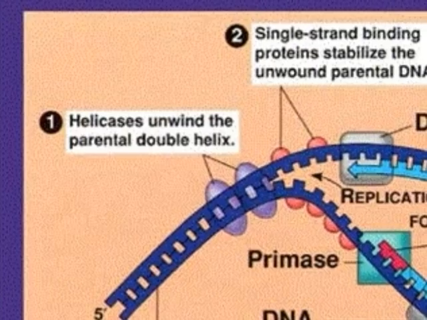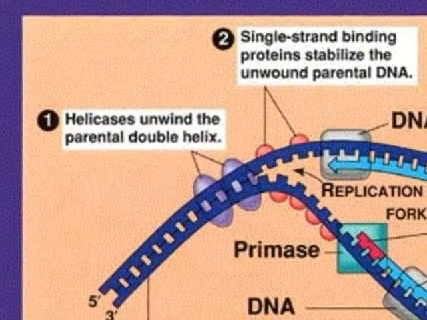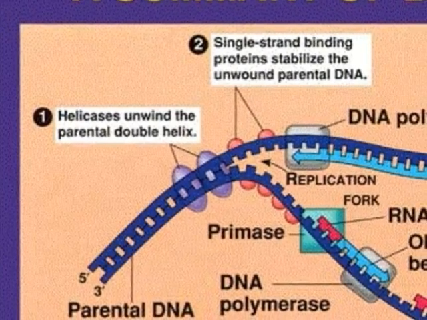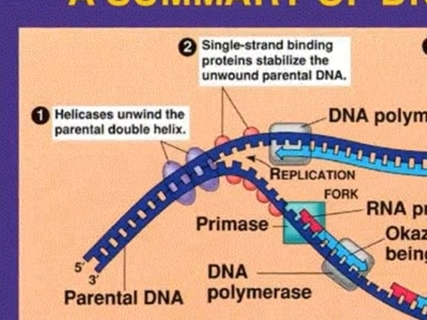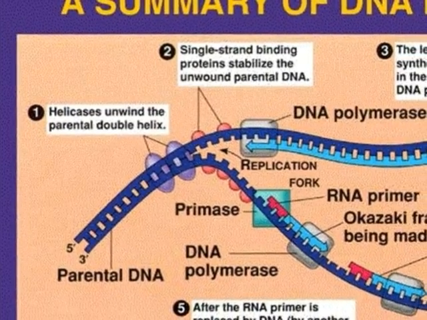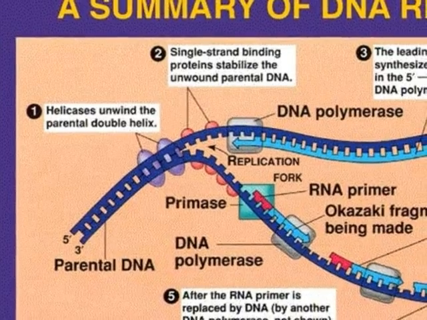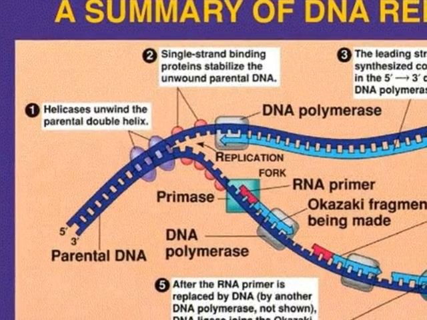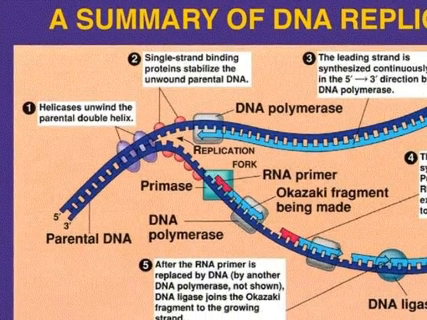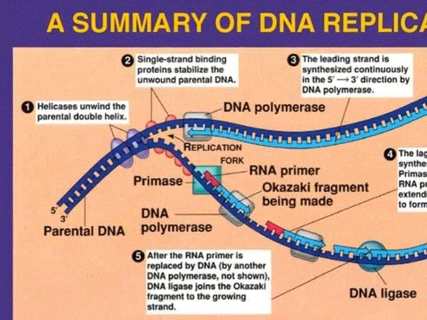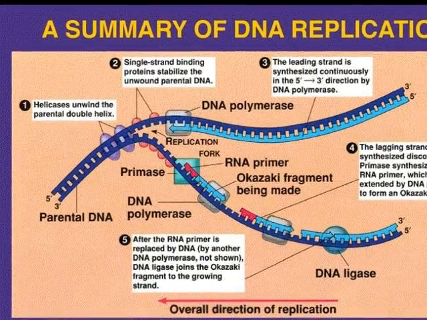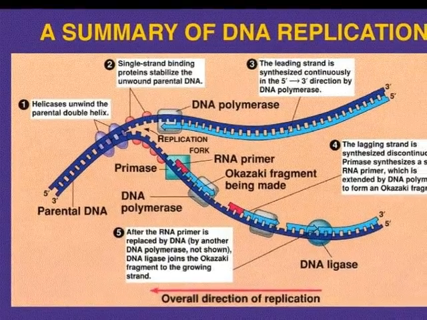Next, the leading strand is synthesized continuously in the 5' to 3' direction by DNA polymerase. Then the lagging strand is synthesized discontinuously. Primase, another enzyme, synthesizes a short RNA primer which is extended by DNA polymerase to form an Okazaki fragment. After the RNA primer is replaced by DNA by another DNA polymerase that is not shown in this picture, DNA ligase acts like a glue to join the Okazaki fragment into the growing strand.